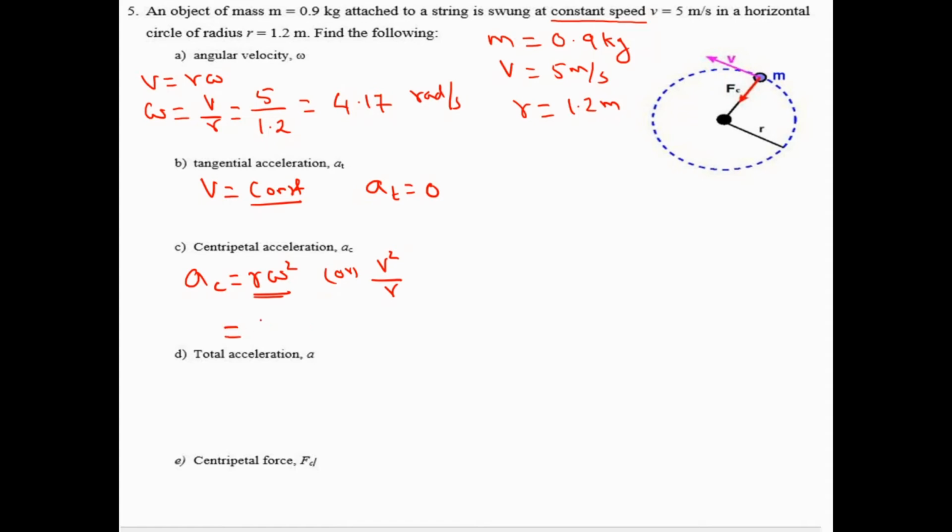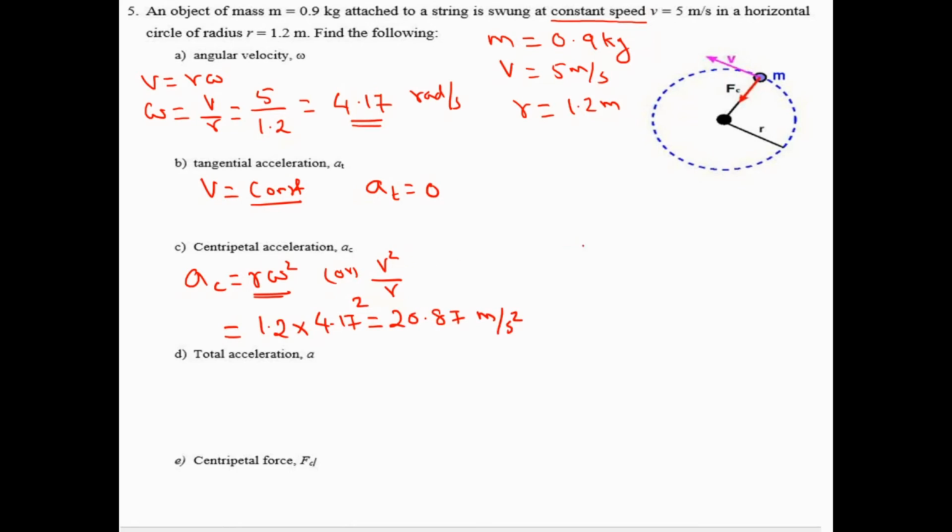So the r value here is 1.2 multiplied by omega, which I have to take from the first question, 4.17. So 1.2 multiplied by 4.17 square, which gives the answer of 20.87. And what's the unit for this? The unit for this is exactly meter per second square.